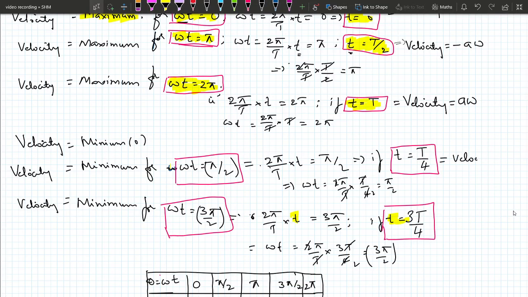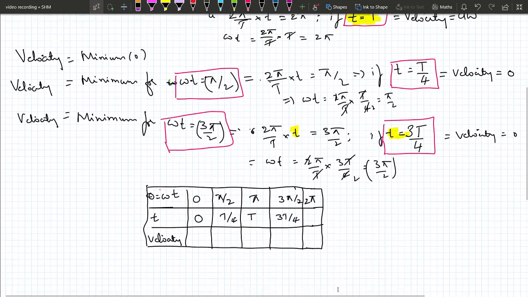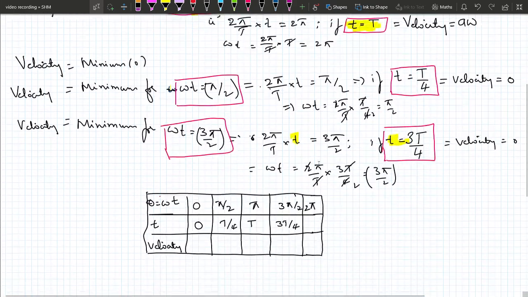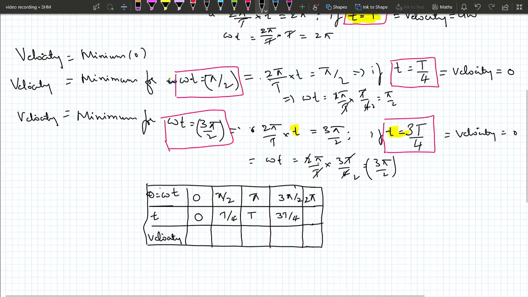The velocity of the particle in this case will be equal to 0. Why? Because cos pi by 2 is 0. Again, cos 3 pi by 2 is also 0. Therefore, I can write 0. Now you enter these values. It is maximum for t equal to 0, therefore I have to write a omega for the velocity.